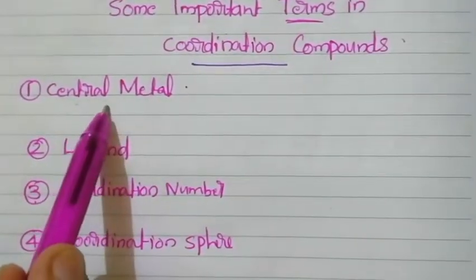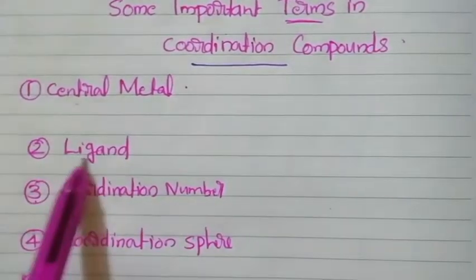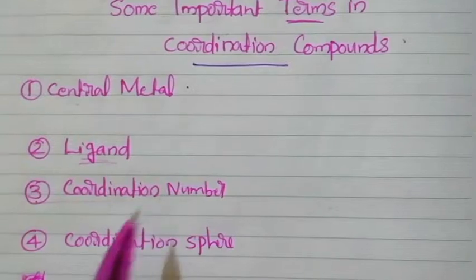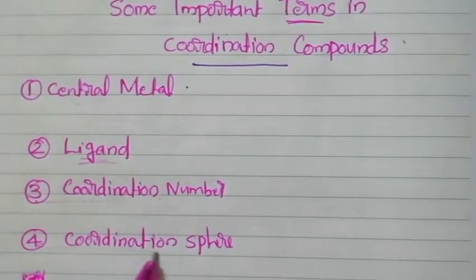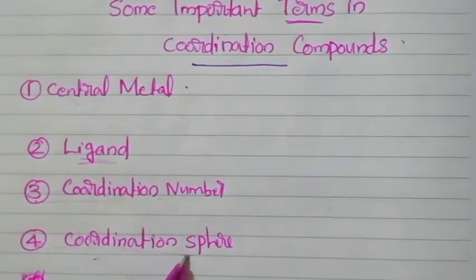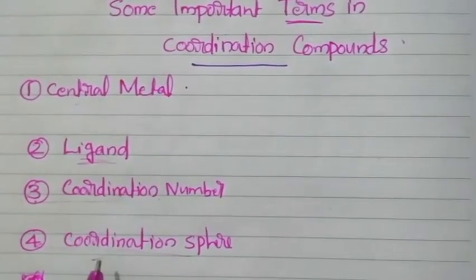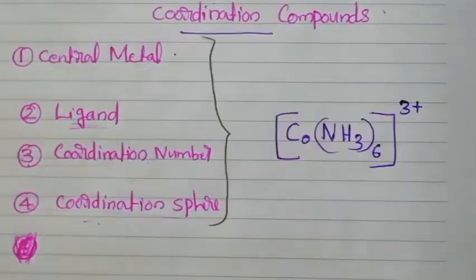First one is central metal. Always we are using the term central metal. Second one is ligand, which we have already discussed. Third one is coordination number. And next is coordination sphere. So these are the four important terms commonly used in coordination compounds.